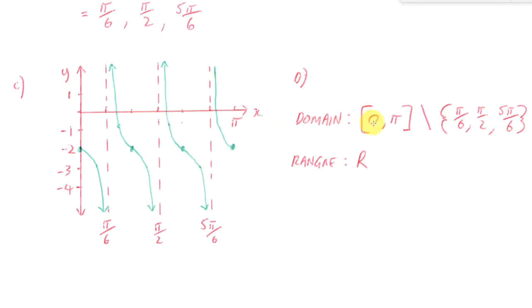So there's my asymptotes, and I've got all the key bits of information in as shown. My domain, we go from 0 to pi, and I'm excluding the set that contains pi on 6, pi on 2, 5 pi on 6, just the asymptotes. And our range is we can have all real numbers. So we go on indefinitely up in that direction and indefinitely in this direction.